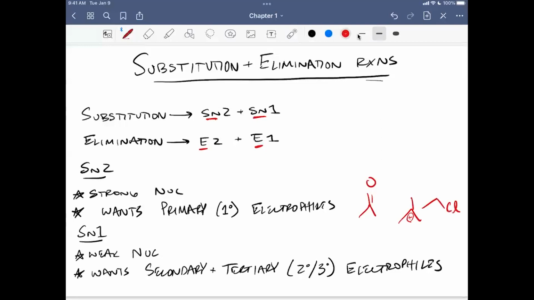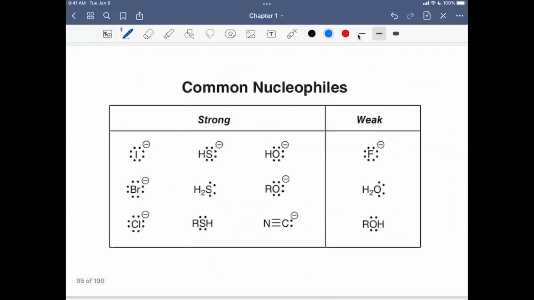For SN1, it deals with weak nucleophiles. So if it doesn't have a negative charge, more than likely that's going to be a weak nucleophile. And typically SN1 deals with secondary and tertiary electrophiles. So this carbocation is a tertiary carbocation, so it'd like to go SN1.